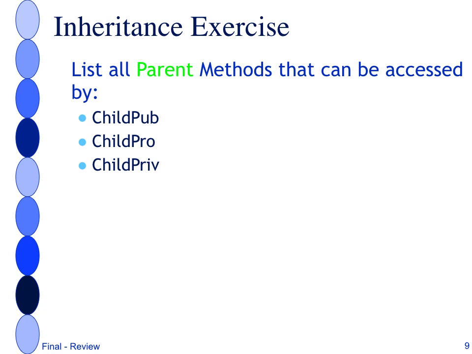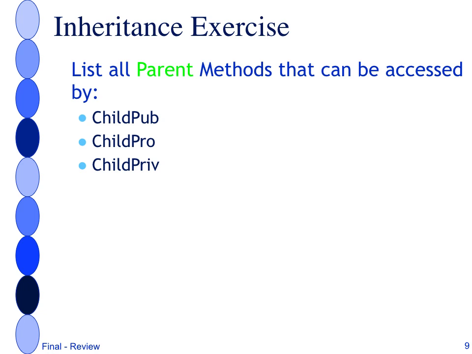So I want you to list all the parent methods that can be accessed by the child pub, by the child pro, and by the child private. Recall that the relationship between the parent and the child is defined by the parent. It doesn't matter what the access identifier indicates. If a parent has either something public or protected, the child methods will be able to access the information.